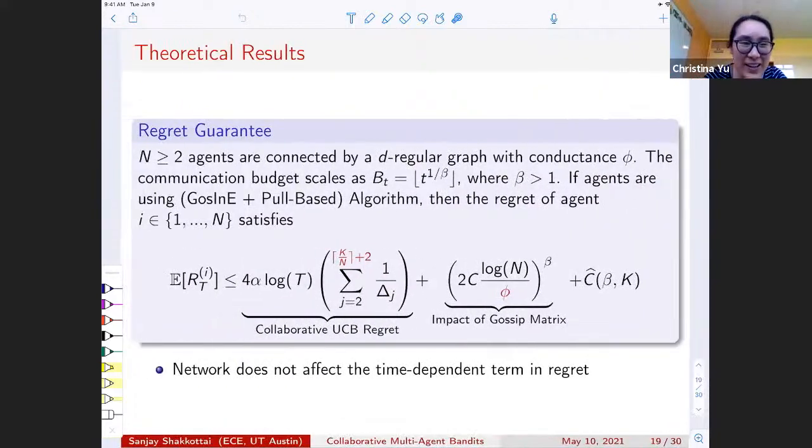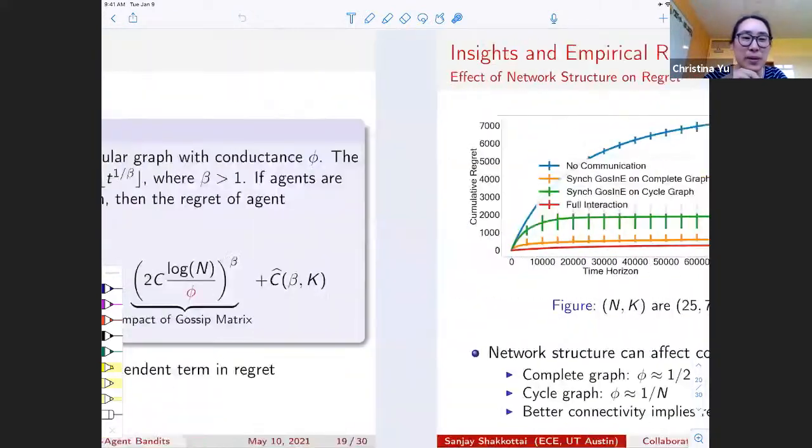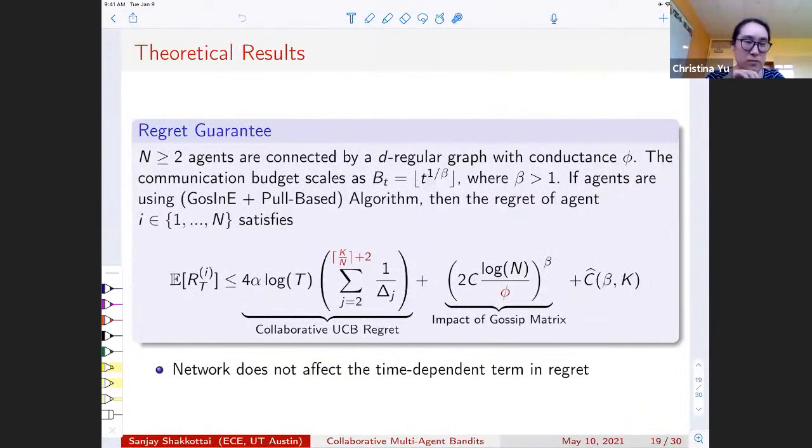Sanjay, following up on Yash's question, what about with respect to the graph structure? Is this dependence on the conductance optimal, you think? I don't know. Honest answer is I don't. This is what we have. This is an upper bound. I don't want to hazard a guess on whether this is optimal or not. Maybe somebody else could comment. At this point, I don't know. By no means does it answer all the questions. I think this is an interesting setting and there's a lot more to be done here. That's all I can say at this point.